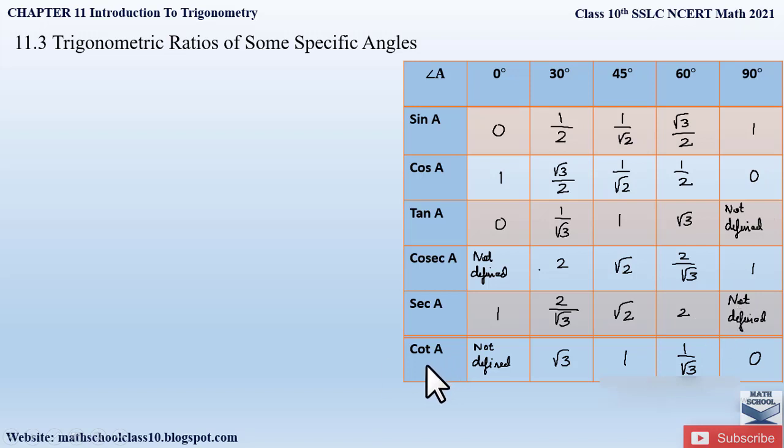Again, cot is the reciprocal of tan. So 1 by 0 will be not defined. Reciprocal of 1 by root 3 will be root 3. Reciprocal of 1 is 1. Reciprocal of root 3 will be 1 by root 3 and reciprocal of infinity, that is nothing but 1 by 0, will be 0 by 1, that is nothing but 0 itself. So this is how you can remember this table, that is the trigonometric ratios for some specific angles.